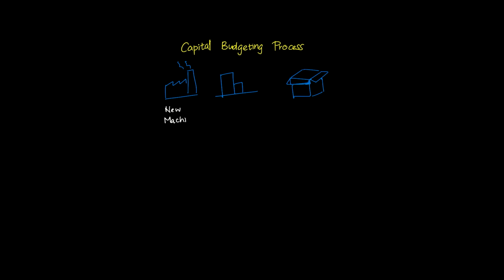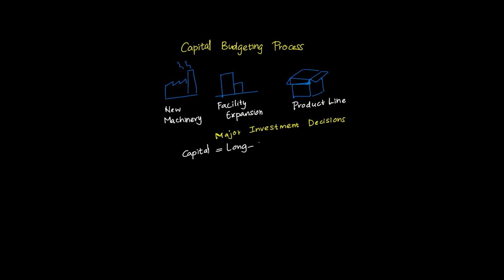Here's a question about identifying financial management processes. A business is evaluating major investments like purchasing new machinery, expanding facilities, or launching new product lines. What financial management process encompasses these types of decisions? The answer is capital budgeting. Capital budgeting is the systematic process of evaluating and selecting major capital expenditures. The word capital refers to long-term assets and significant investments.